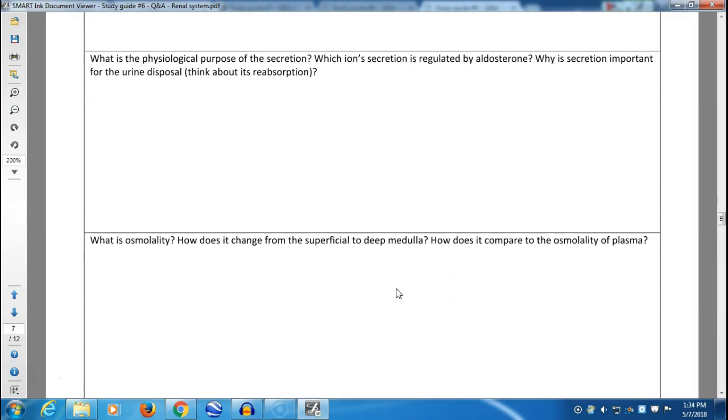Secretion. The physiological purpose of secretion is to get rid of waste. The problem with secretion is that the mechanisms are very different and very specific for different ions. I'm asking about actually two: urea and potassium. Potassium secretion is regulated by aldosterone. So elevated levels of aldosterone, how do they change potassium secretion? High aldosterone means increased potassium secretion. Are we clear?